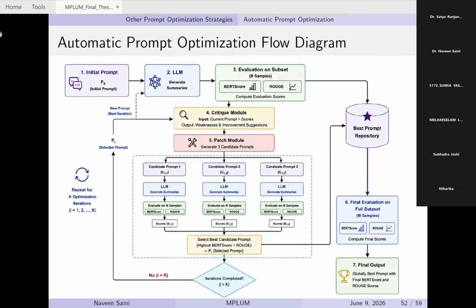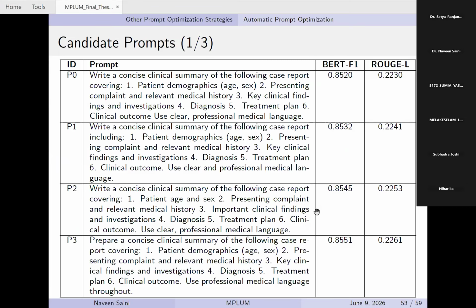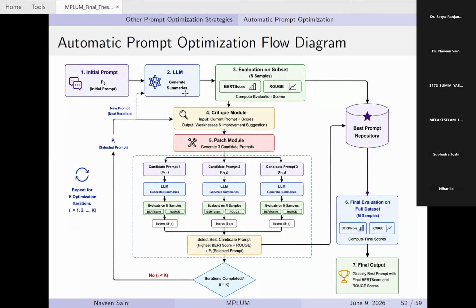So this is the initial prompt. You will pass it to the LLM. It will generate the summary. Now you will evaluate again the BERT score and ROUGE score. Now the critic will tell you again the weakness. It is a modified version of the previous one. The critic model will tell the weakness and improvement suggestion.